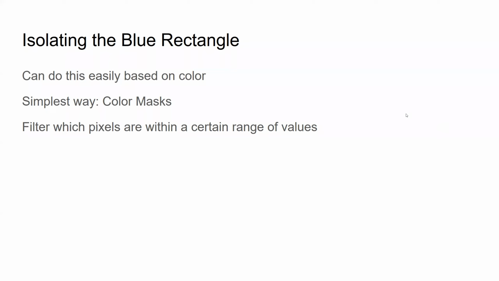So what we're going to use is a color mask, and basically a mask is just sorting pixels on and off within an image, and we want to choose the pixels that are within a certain range of color values. So we're going to try and find a range of blue values that isolates that blue rectangle.